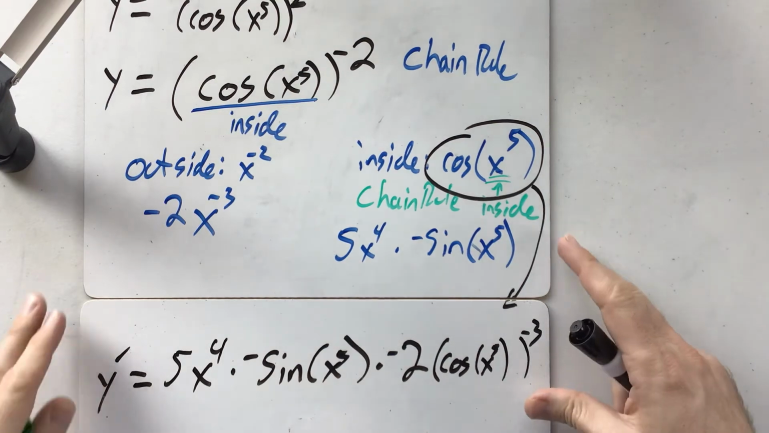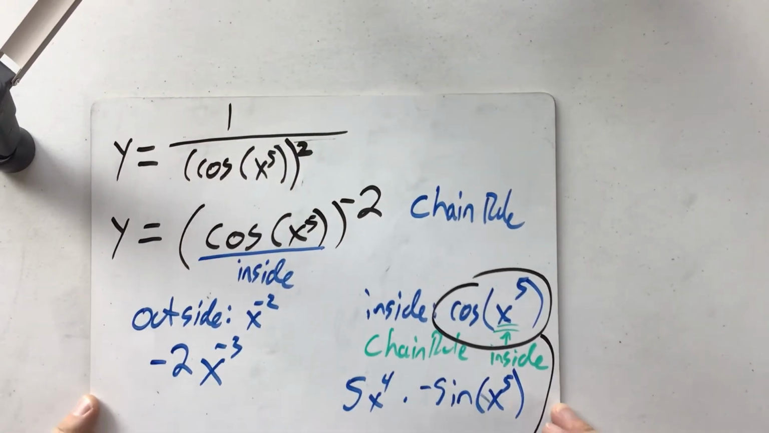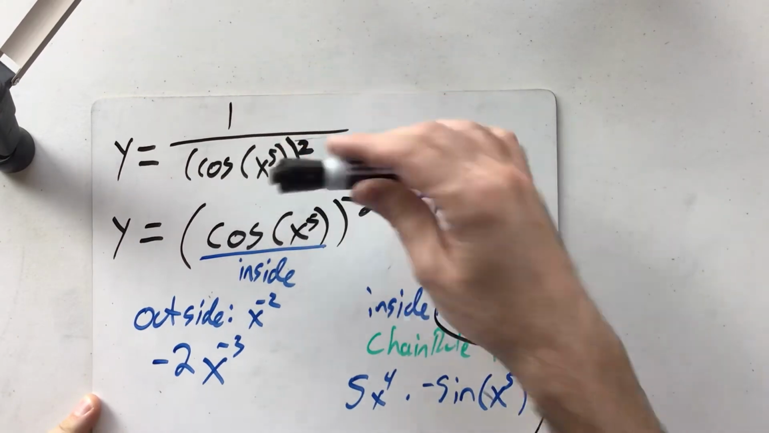By the way, there are a lot of different ways you could have approached this problem that were different from the way I did it. You could have used a quotient rule here.